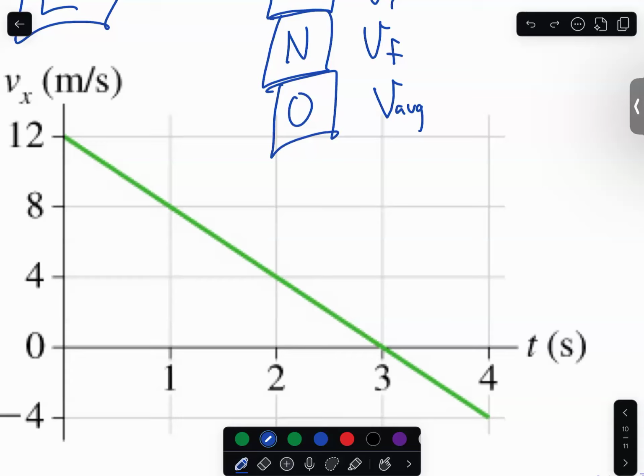The last thing is if I start from 12 and end at 0, what's my average of those two numbers? 6. Use the average formula. 12 plus 0 is 12 divided by 2. 12 divided by 2 is 6. Twelve plus 4. 12 plus 4.